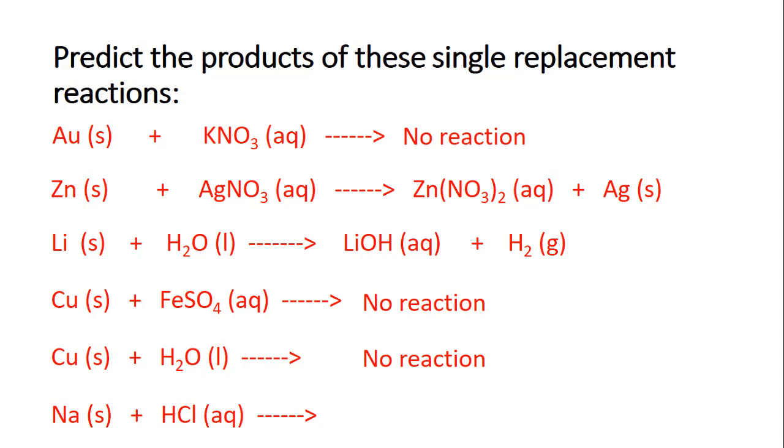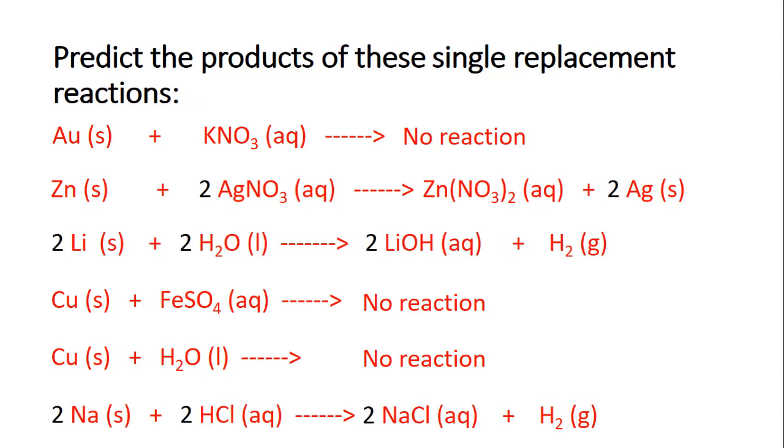The last example on this page involves sodium metal being added to a solution of hydrochloric acid. Stop and think about it. The chemical reaction does occur. The sodium will kick out the hydrogen and replace it, leaving us with an aqueous solution of sodium chloride and the element hydrogen. Going back and balancing all the equations would look like this. You definitely want to make sure you balance the equations when you've predicted the products correctly.